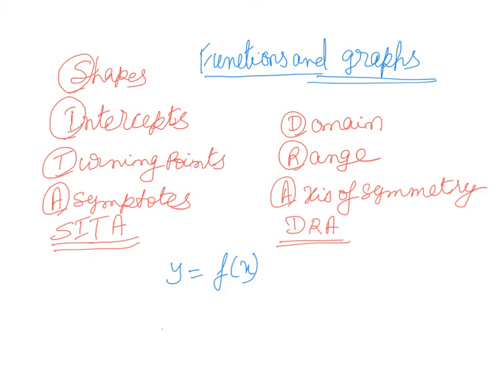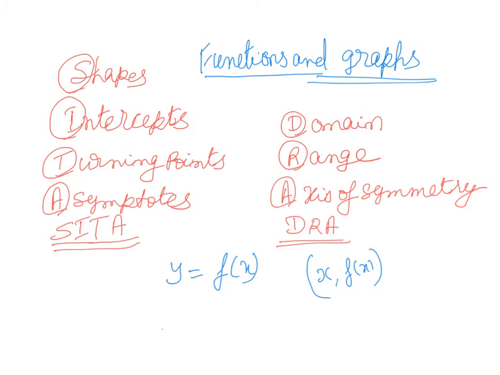Functions and graphs. We said y is equal to f of x. Now I can write that in a graph as x, f of x, an ordered pair (x, f of x). That means I will be able to sketch it on the graph paper, on the Cartesian grid. And that is why we call them functions and graphs.